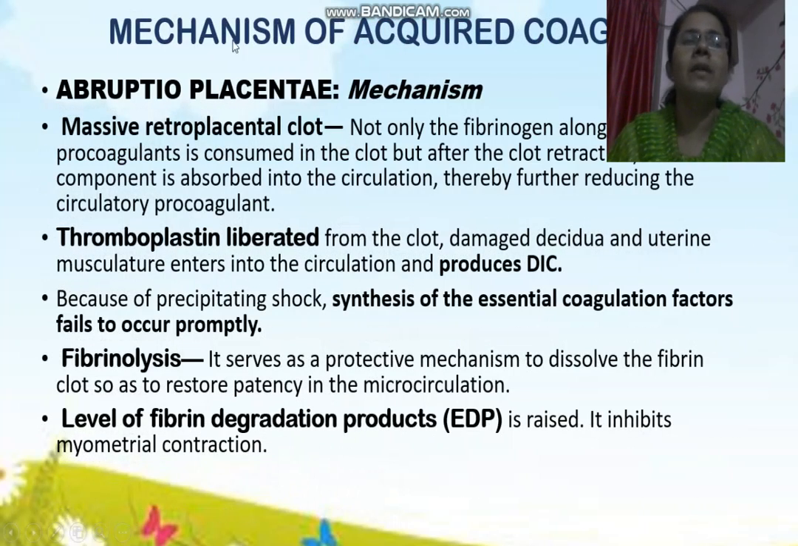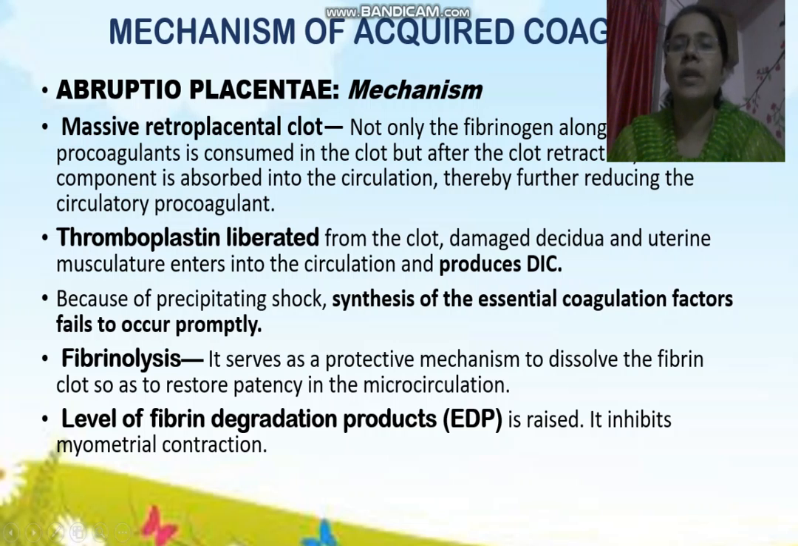Next, we can see the mechanism of acquired coagulopathy. First is abruptio placentae. What is abruptio placentae? It is a separation of the placenta before the delivery of the fetus. So when there is abruptio placentae, massive retroplacental clot formation will occur.